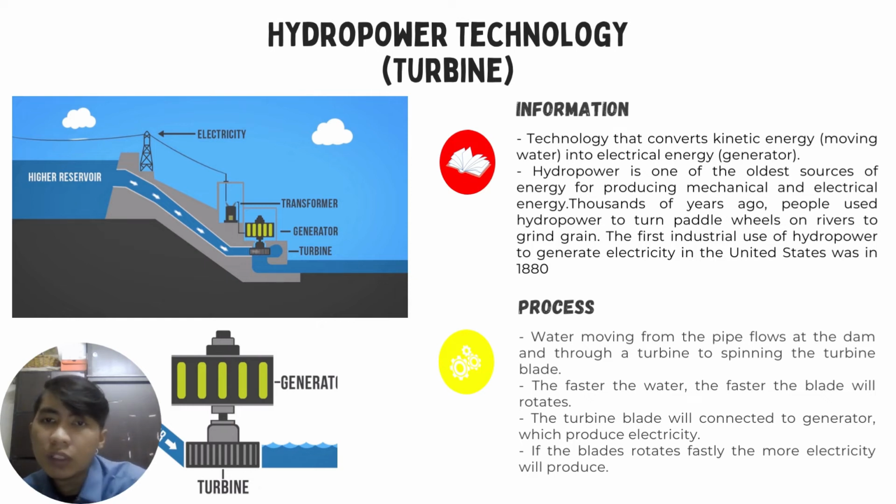The process for the turbine is, first, water moving from the pipe flows at the dam and through a turbine, spinning the turbine blade. So the faster the water, the faster the blade will rotate. The turbine blade is connected to the generator which produces electricity. So if the blade rotates faster, more electricity will be produced. That's all from me. Thank you.